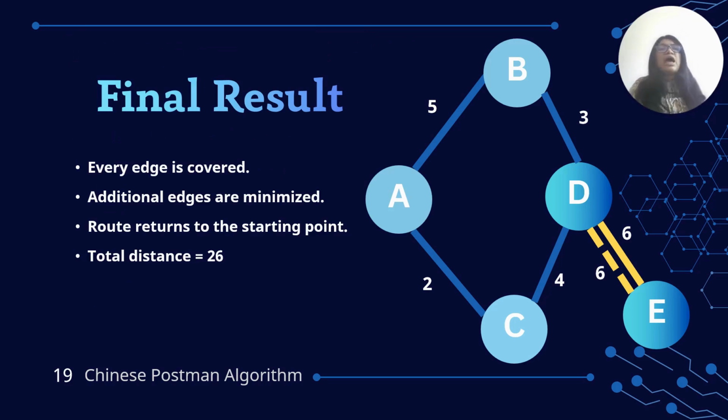And there we have it, our final result. We have successfully covered every single edge in the graph. We added the absolute minimum extra travel required, just that one duplicated road, and our route returns perfectly to the starting point. The optimal total distance for our postman is 26.